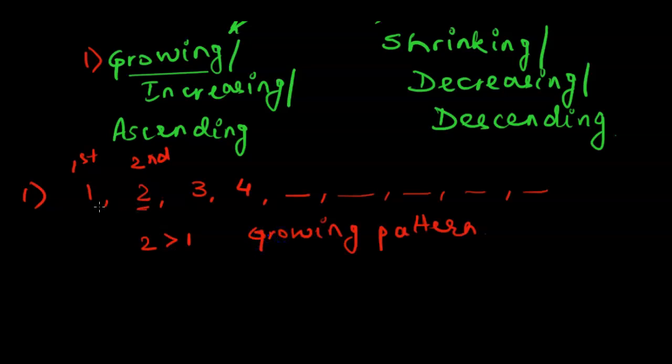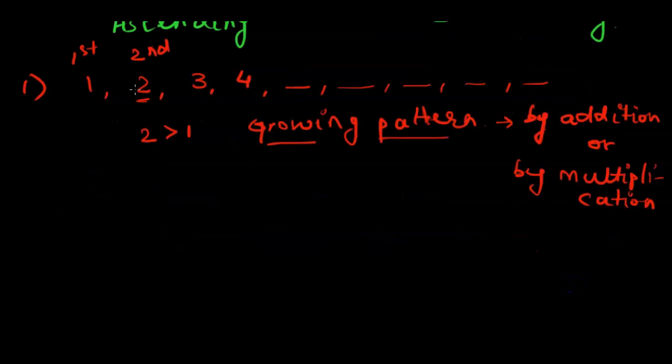Now, a growing pattern is always going to become bigger either by addition or by multiplication. In this case, we are going bigger by addition because 1 plus 1 gives us a 2, 2 plus 1 gives us a 3, 3 plus 1 gives us a 4, and so on. We can follow the same pattern and fill up our blanks. 6 plus 1 gives us a 7, 7 plus 1 gives us an 8, 8 plus 1 gives us a 9.